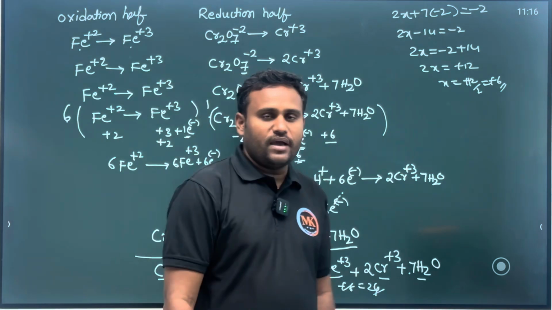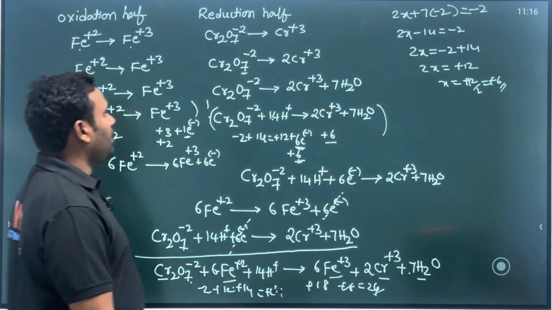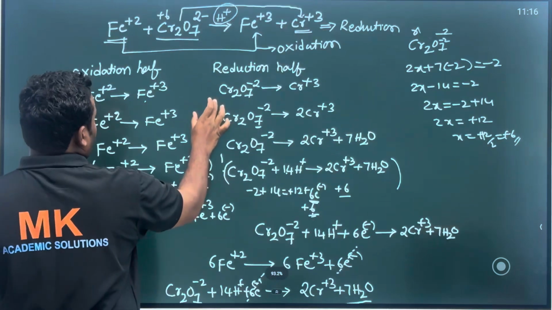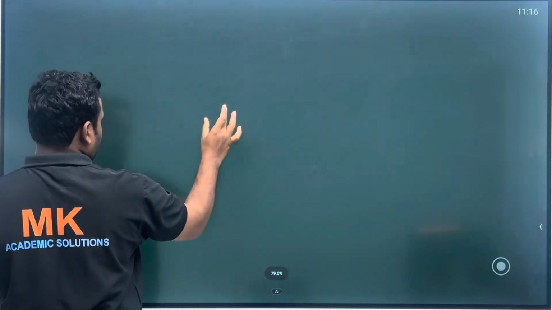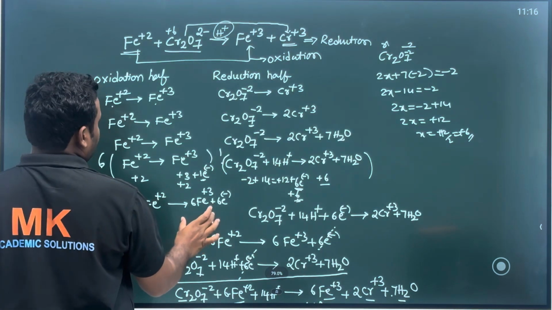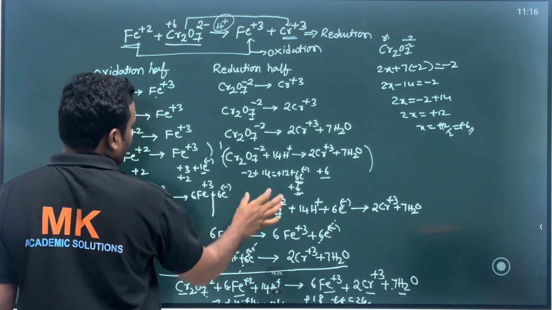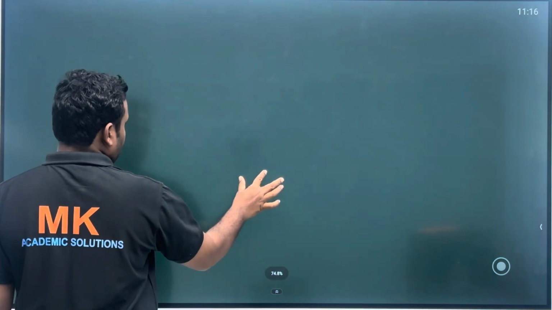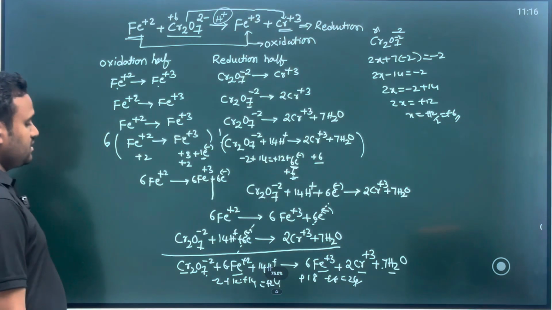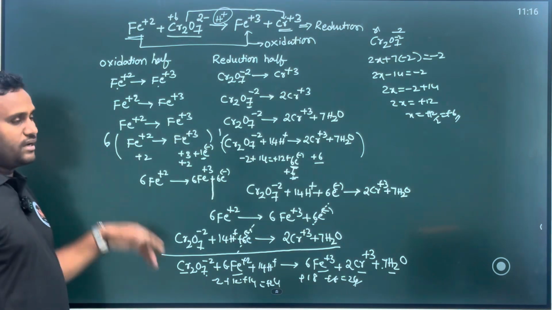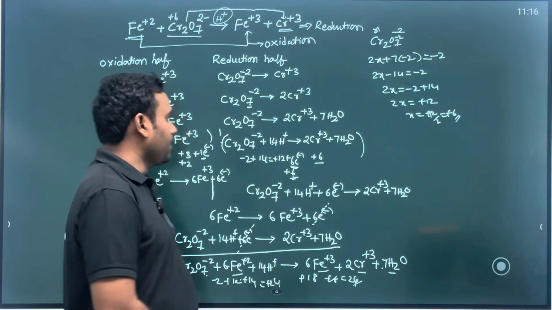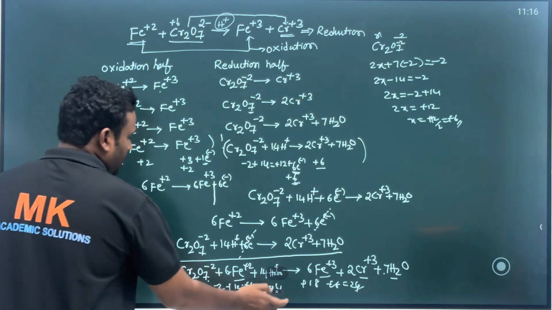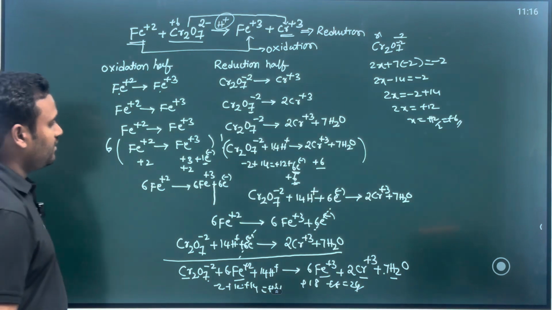Here charges are balanced and atoms are also balanced. Now it is finally a balanced chemical reaction. So this is the way of balancing a redox reaction. Okay, next let us take one more example for the basic medium.